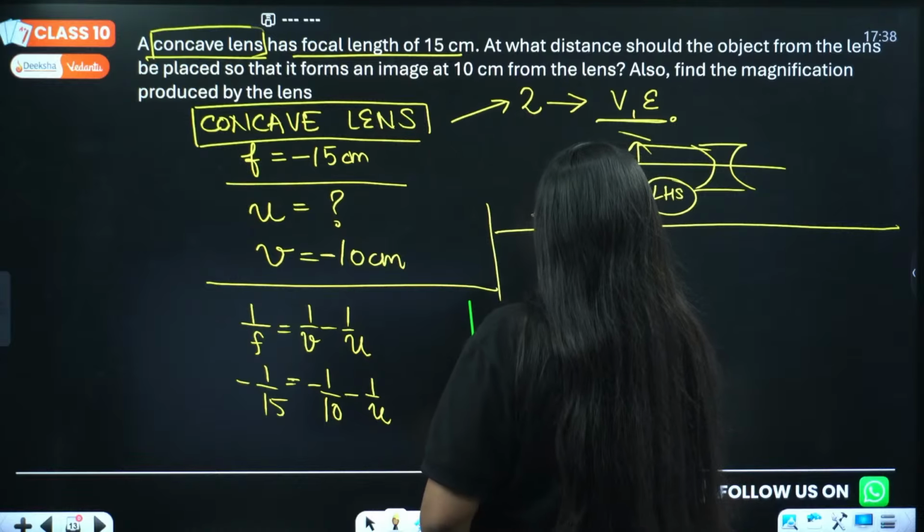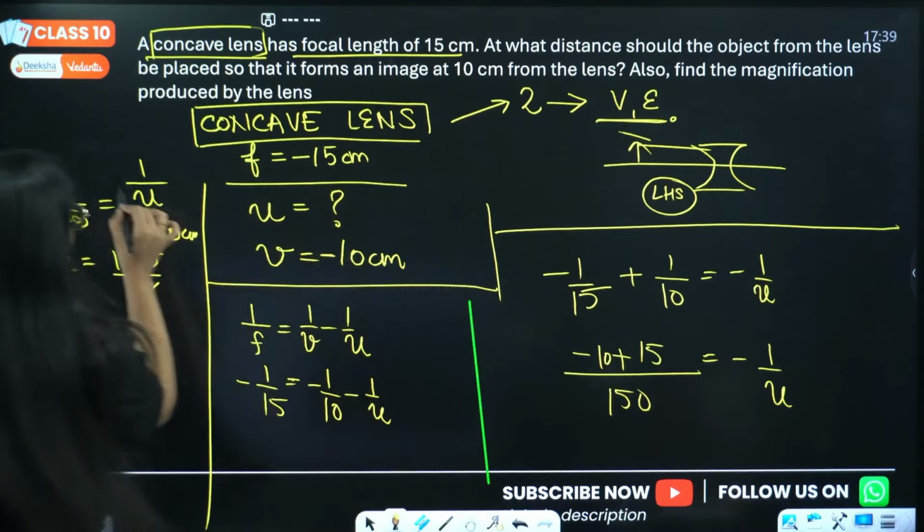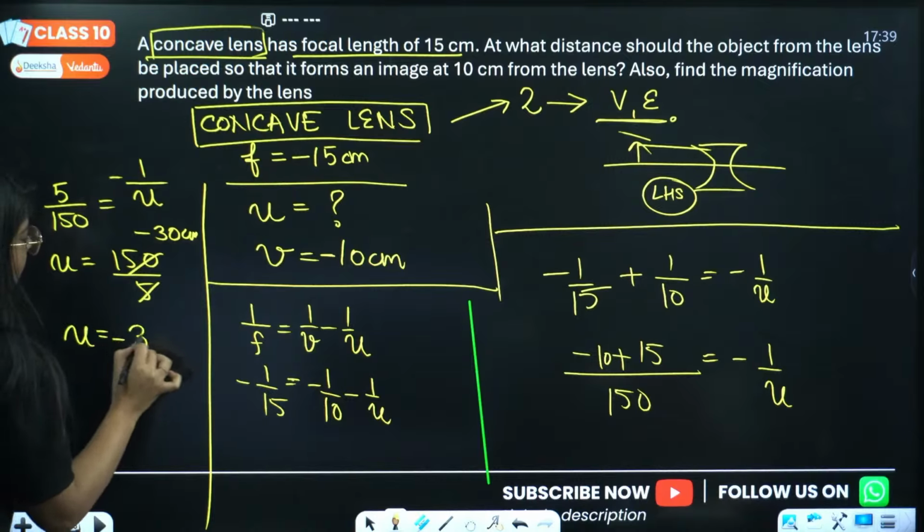See, this is -1 by 15 equals to -1 by u. This makes sense, I just transferred the -10 to this side, right? So this is minus 1 by 15 plus 1 by 10, and this will be -1 by u. So this comes out to be 5 divided by 150, that is equal to 1 by u, and u will be 150 divided by 5, that will be 30 centimeter. Did I forget something? Yes, a minus sign. So u comes out to be -30.